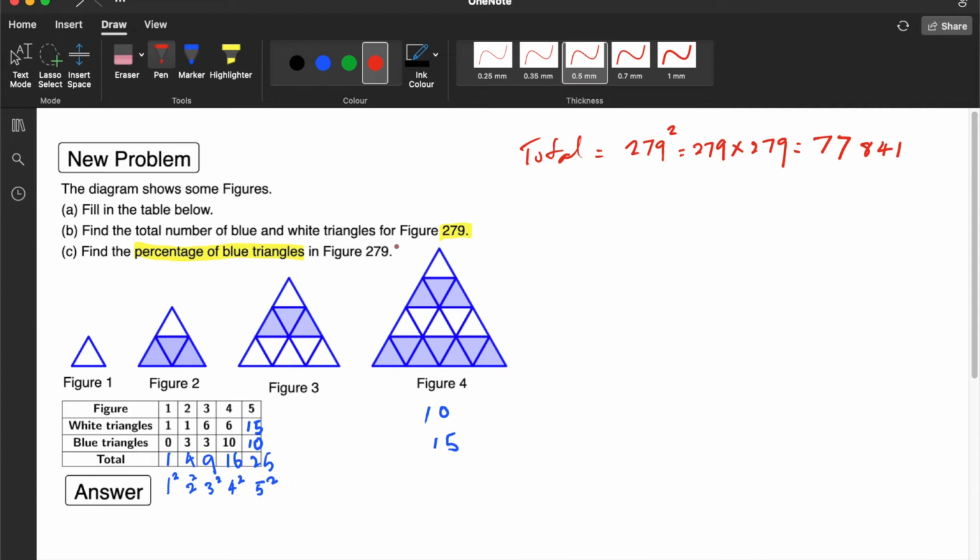Right, so now we have to find out how many of them are blue and how many of them are white triangles. The first thing we have to note is that 279 is an odd number. Right, so for an odd number, as we have discovered earlier, it means that the white will be more.